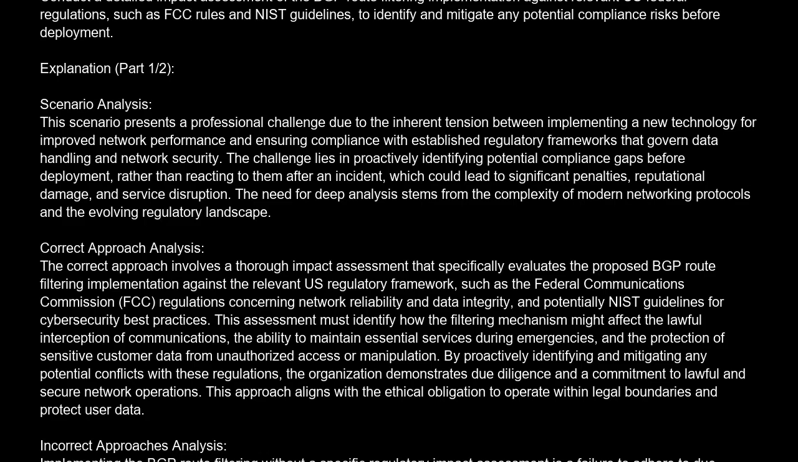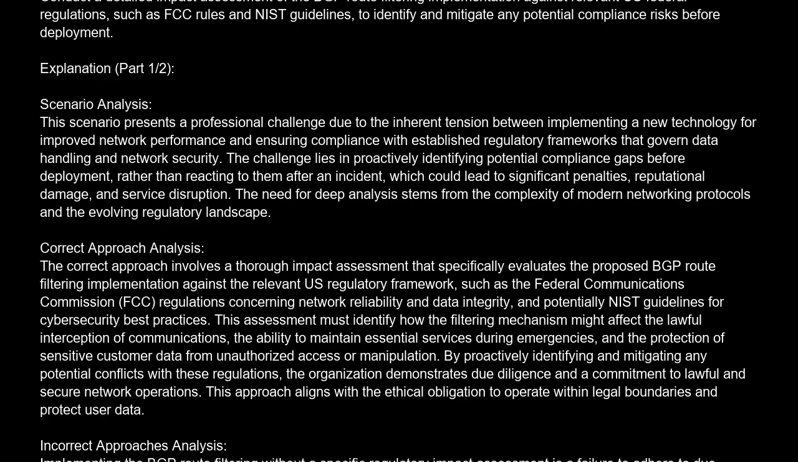Correct answer is A. Conduct a detailed impact assessment of the BGP route filtering implementation against relevant U.S. federal regulations, such as FCC rules and NIST guidelines, to identify and mitigate any potential compliance risks before deployment. Explanation. Scenario analysis. This scenario presents a professional challenge due to the inherent tension between implementing a new technology for improved network performance and ensuring compliance with established regulatory frameworks that govern data handling and network security.